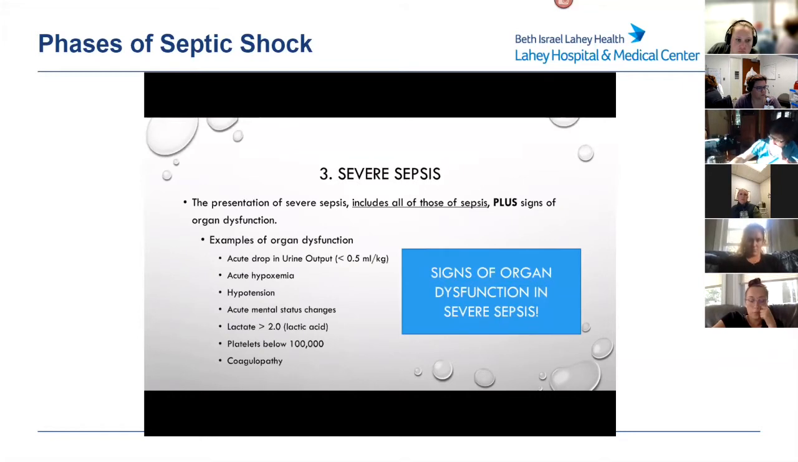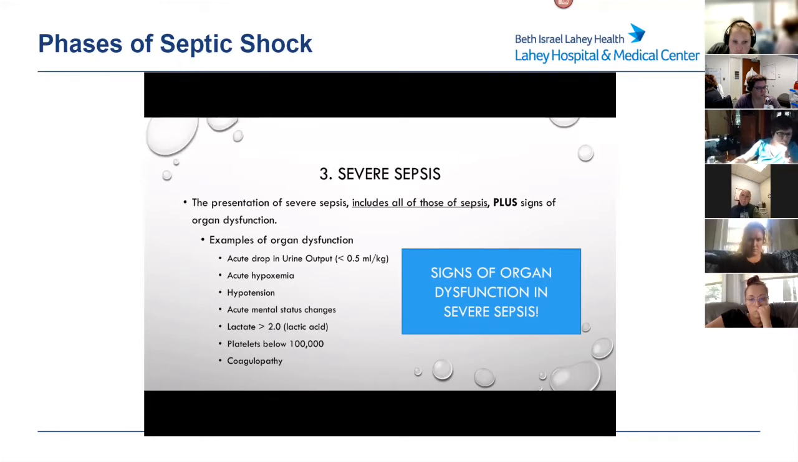So moving on from sepsis to severe sepsis, this is the presentation of severe sepsis, which includes all of those of sepsis, plus the signs of organ dysfunction. So you have the two signs of the systemic inflammatory response system, plus a suspected infection, and signs of organ dysfunction. Examples of organ dysfunction include an acute drop in urine output, acute hypoxemia, hypotension, mental status changes, lactate greater than 2.0. This is the anaerobic metabolism leading to lactic acid, which is showing you there is a decrease in oxygenation leading to less aerobic metabolism.